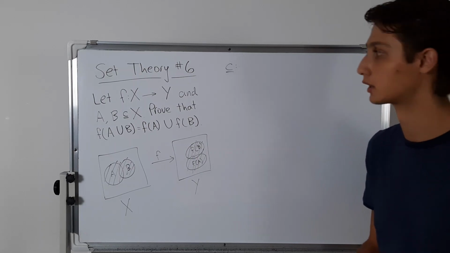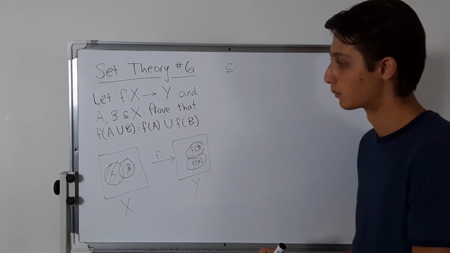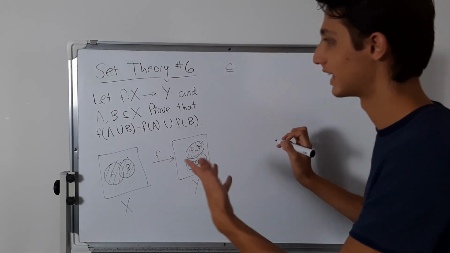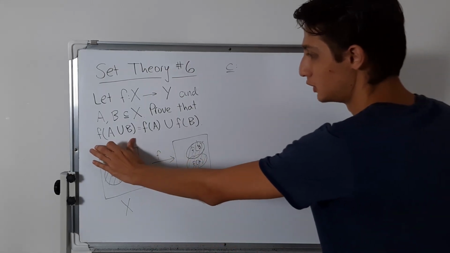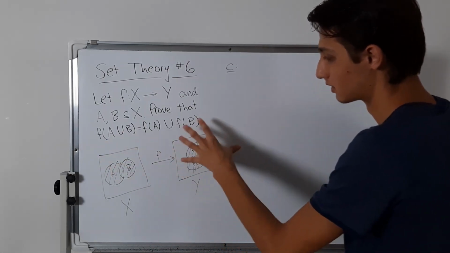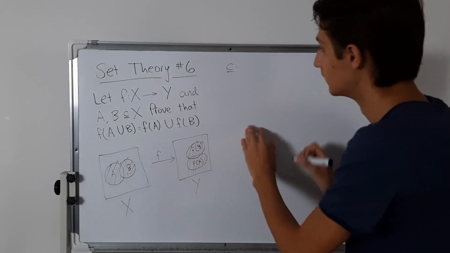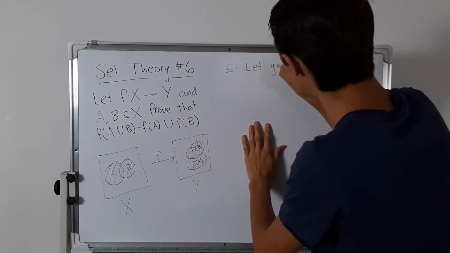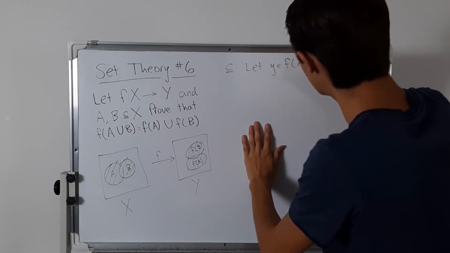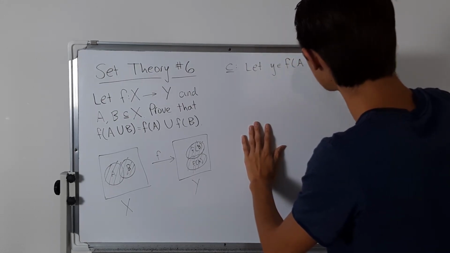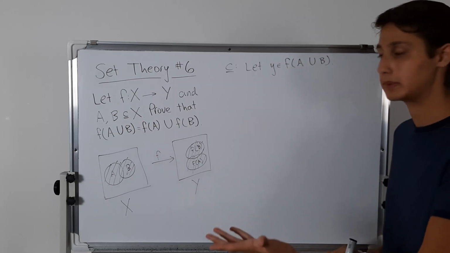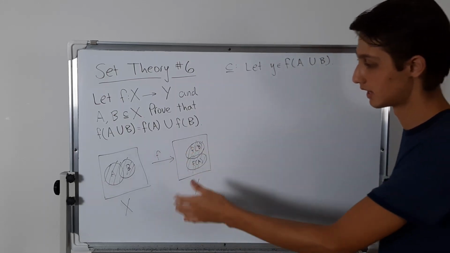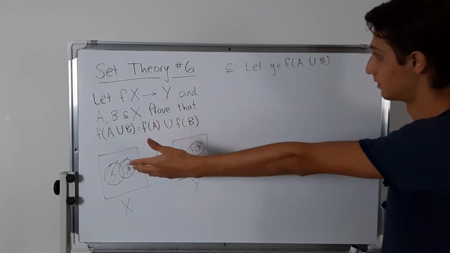So that's kind of the argument that we're going to make. Typically we say let x be in f of A union B, but since f of A union B is in the codomain, I'm just going to say pick a y. So let y be in f of A union B. This is a pretty basic statement. We're just taking some element from f of A union B.